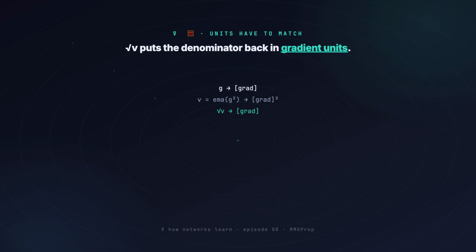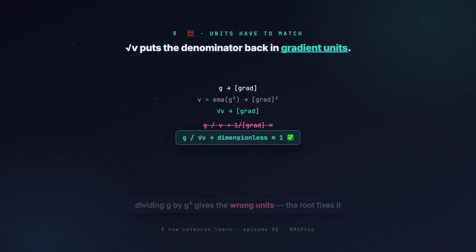Taking the square root of V puts the denominator back in the same units as the gradient, so g over root V is a clean, dimensionless ratio near 1. The update is the gradient's direction, scaled by how it compares to its own typical size. Always order 1-ish, never exploding.